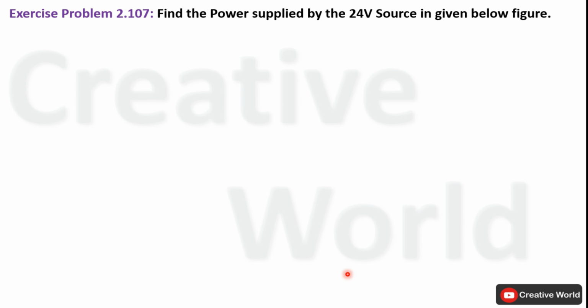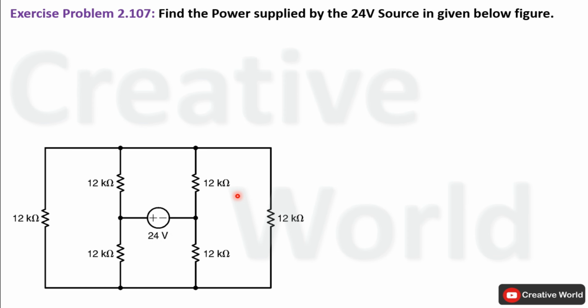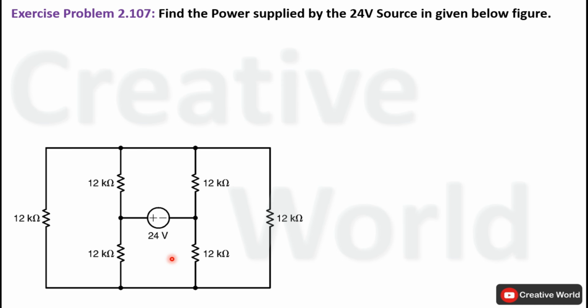Exercise problem number 2.107. Find the power supplied by the 24-volt source in the given figure. This is the circuit diagram of the given problem. Inside this network, we have to find the total supplied power through this 24-volt source. So without wasting time, let's proceed towards the solution.